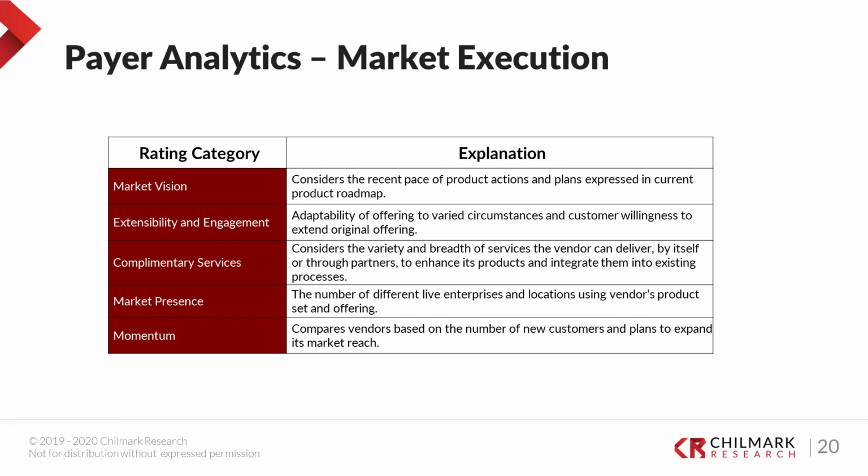We look at how large the vendor's market footprint is, its roadmap and what it's planning to do in the future, as well as its history in terms of delivering on that roadmap, the different kinds of services that it offers, how extensively its customers engage with the company, and how it's done in terms of acquiring new customers. So those are the 2 elements: product capabilities and market execution, and these together form our Chilmark Bearing.